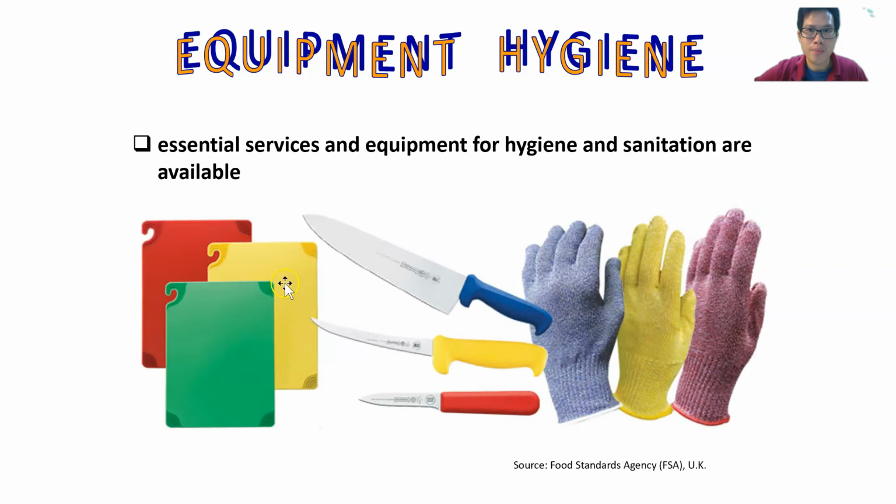Color-coding can also be applied to knives, so that it won't cross-contaminate. For example, you cut the meat and you use the same equipment to cut the vegetables. Vegetables you need to serve raw, and that can promote cross-contamination to your salad. That's why there's a reason you use different knives and different chopping boards. With color-coding, you can avoid cross-contamination.